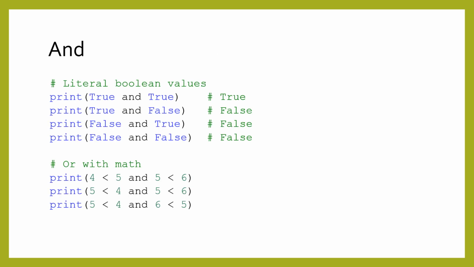The AND operator returns true if both the left and right operands are true. If either operand is false, then the result is false too. Notice in the second chunk of code, we're combining the AND operator with mathematical comparisons.